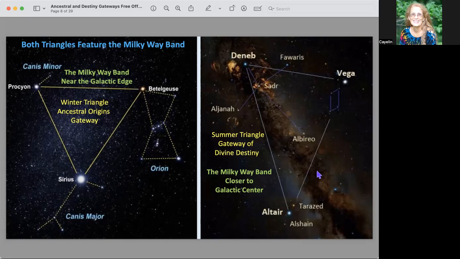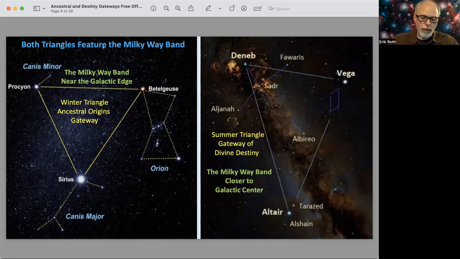And then here's the summer triangle, and you can see how powerful this Milky Way band is coming through this stellar triangle. Anything you want to say more about that, Erik? Right. That's one of the thicker parts of the band, up closer to the polar star, and it connects us to that region. We'll talk about the divine destiny there, but Vega and Deneb in particular, and that thickness, are part of that.